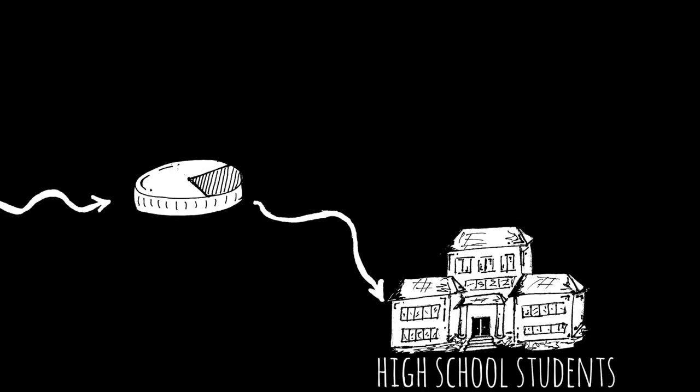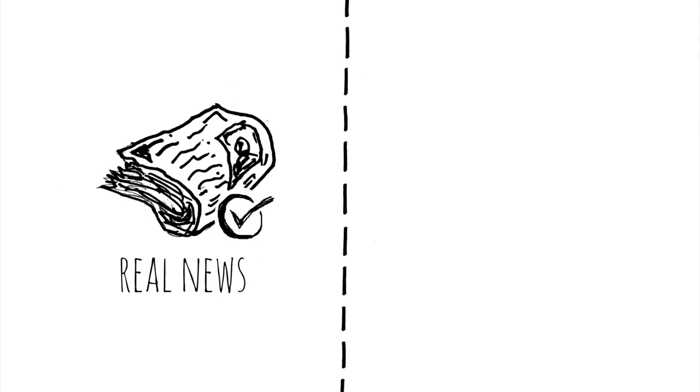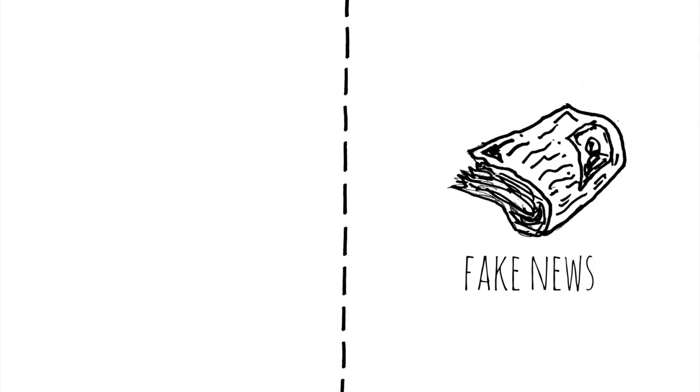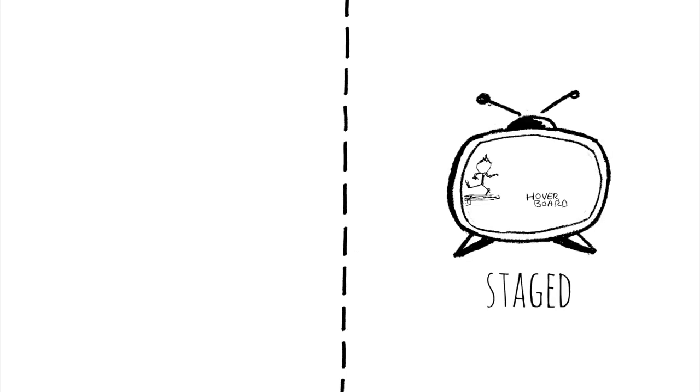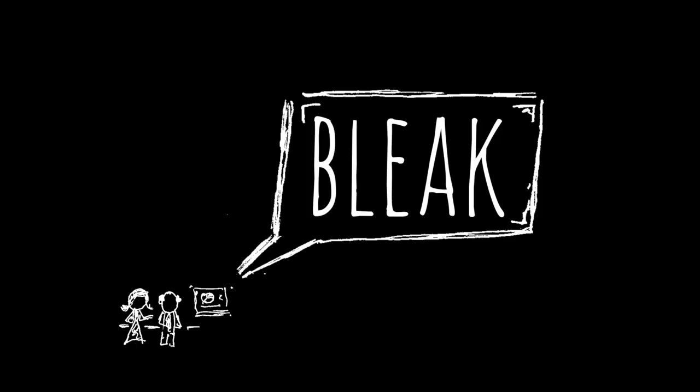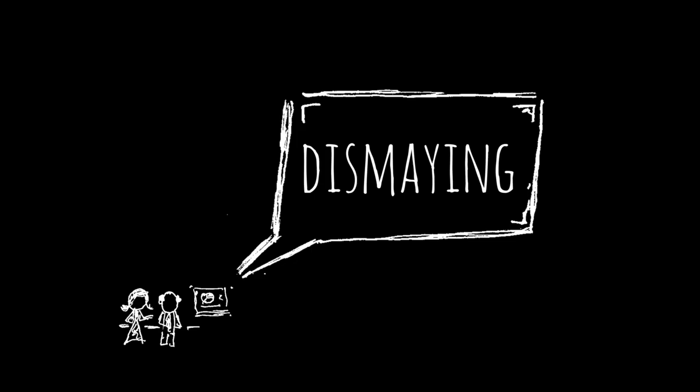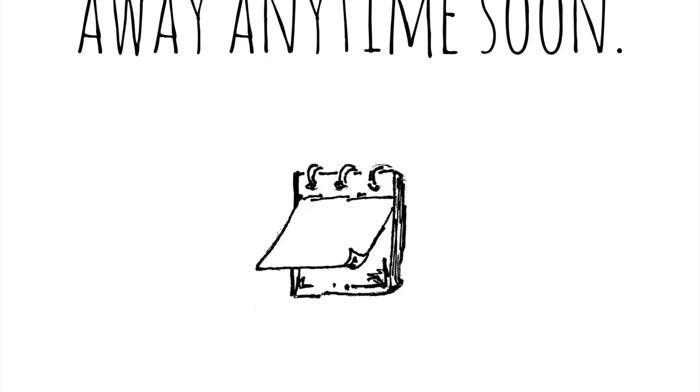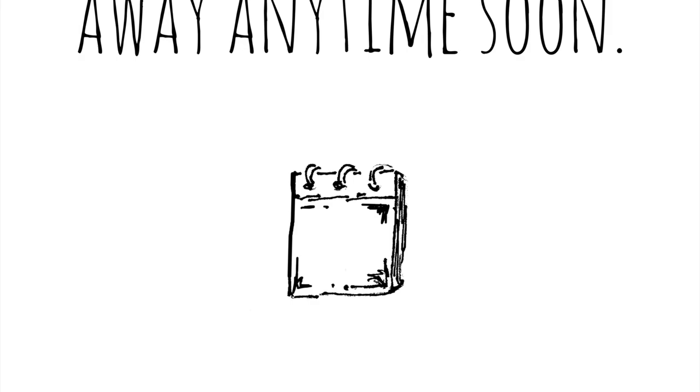According to a Stanford study, only 25% of high school students were able to identify an accurate news story compared to a fake one. Students also had a hard time distinguishing between real and fake photographs, as well as authentic and staged videos. Researchers use the words bleak and dismaying to describe this, but it's not going away anytime soon, and that's a very real problem.